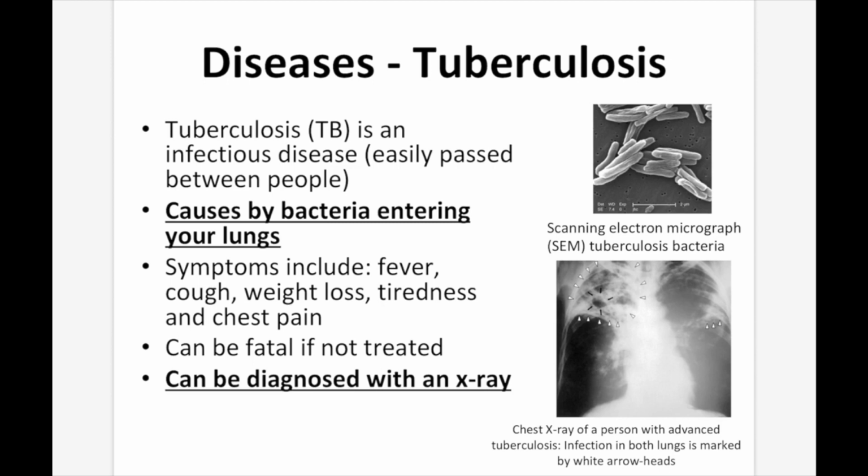Diseases. Tuberculosis, otherwise known as TB, is an infectious disease easily passed between people. It's caused by bacteria entering your lungs, and its symptoms include things like fever, cough, weight loss, tiredness, and chest pain. And if not treated, it can actually be fatal. It's diagnosed with an X-ray, as we can see here in this bottom right picture. The top right picture actually depicts the bacteria itself using a scanning electron microscope.